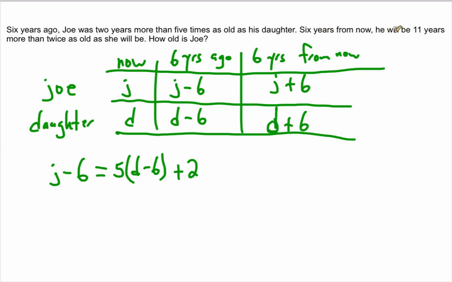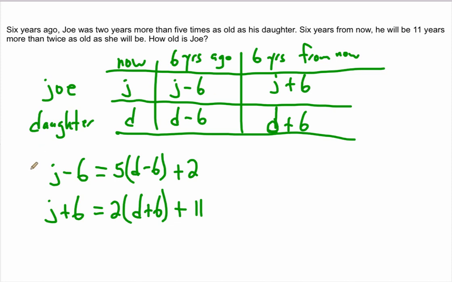Equation 2, 6 years from now, so we're in this column. He will be, that's he is. So Joe, J plus 6 will be 11 years more. So something plus 11, twice as old as she will be. Twice as old as she will be. Okay? The key is all in the time zones, people. Well, this one, again, looks like it's going to be pretty nasty to clean up, but, no big deal.